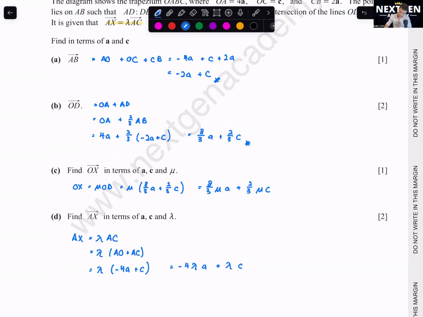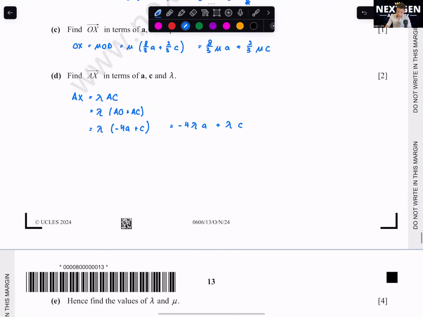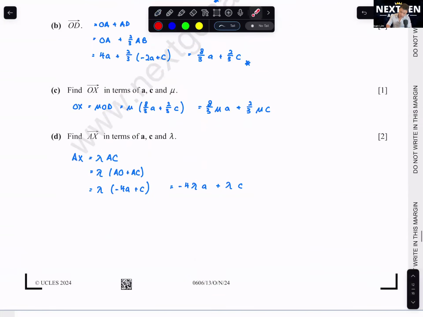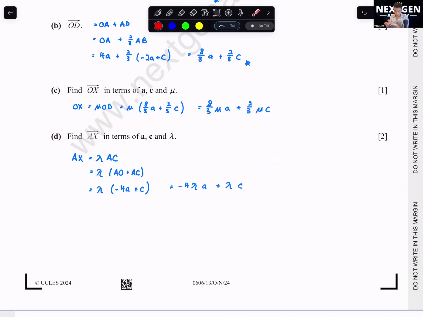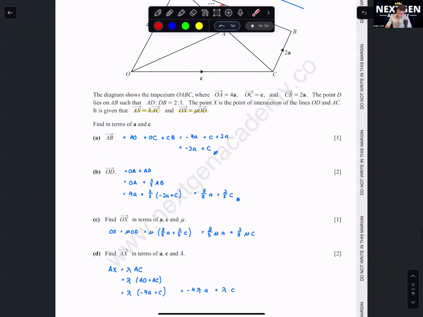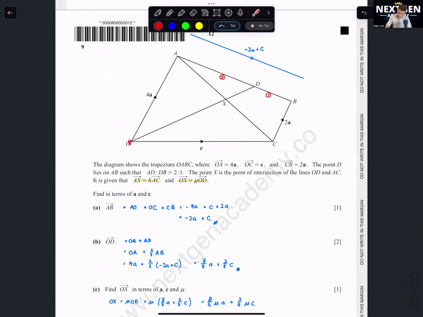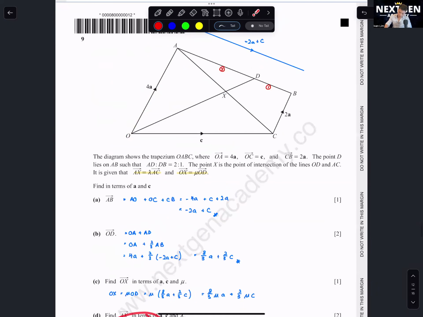Okay, the final one. Hence, find the value of lambda and mu. Normally, whatever they give us for the lambda and mu, we need to equate both to the same vector. So here we have OX, here we have AX. What we can do is find OX or find AX, depending on the diagram. Based on here, can we find OX based on lambda? I think we can, right?